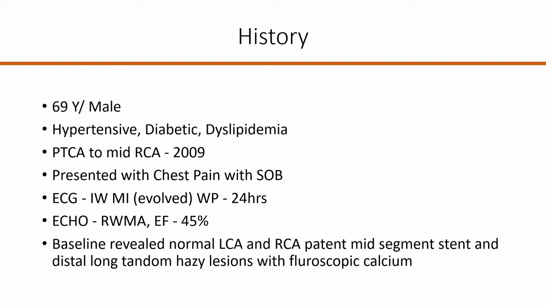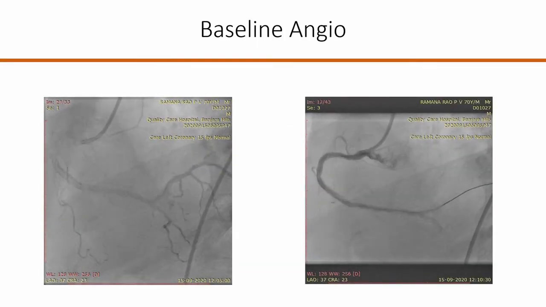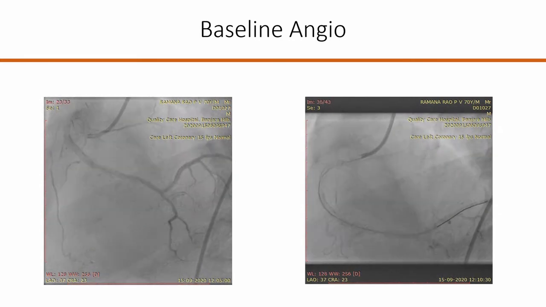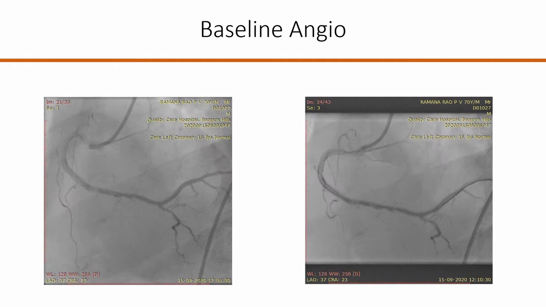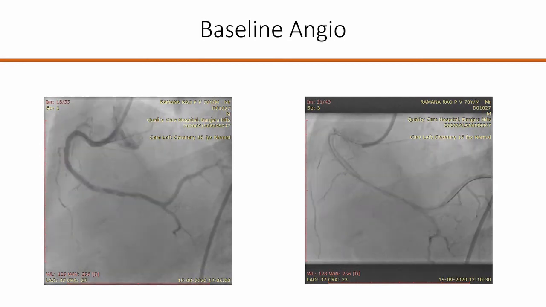As the patient was hemodynamically unstable, he was stabilized by intra-aortic balloon counterpulsation, and subsequently his LV function improved to 45%. His baseline angiogram revealed that the left anterior descending artery and circumflex have distal diffuse disease, and the right coronary artery is showing fluoroscopic calcification with a hazy lesion in the distal segment of the right coronary artery, with a Shepherd's crook RCA.